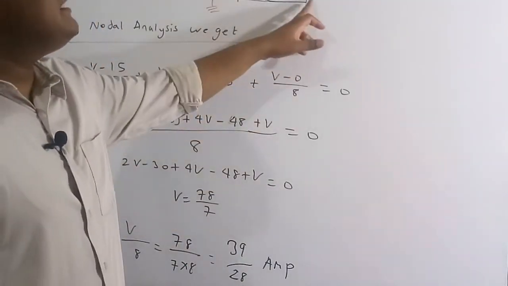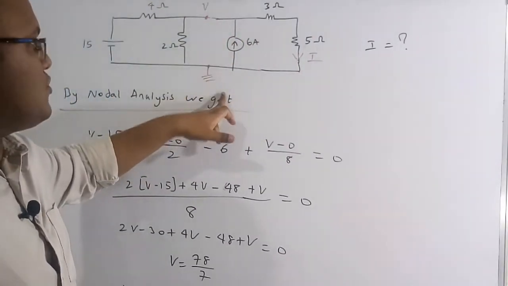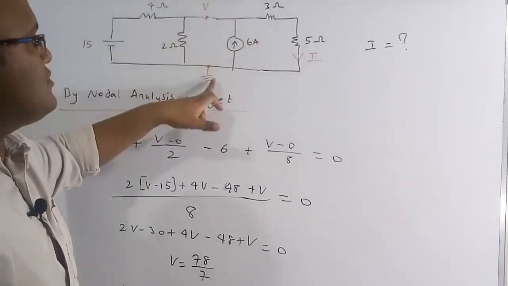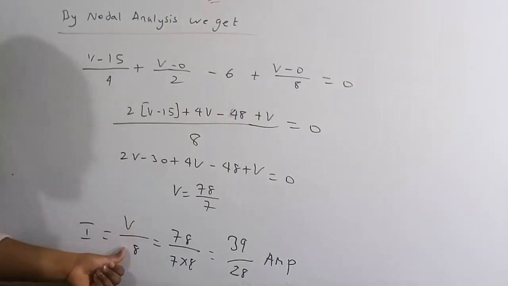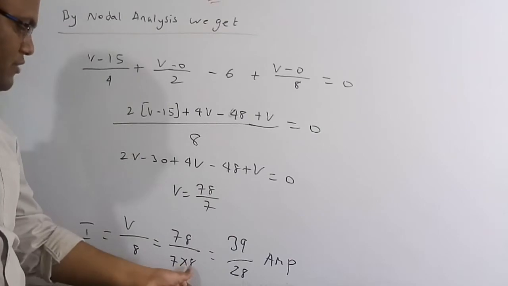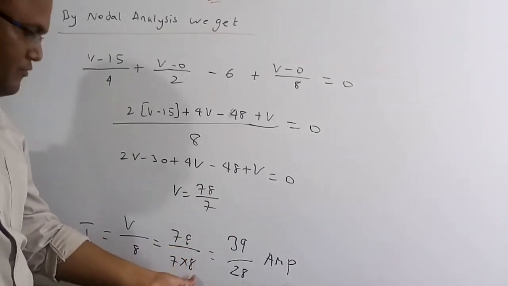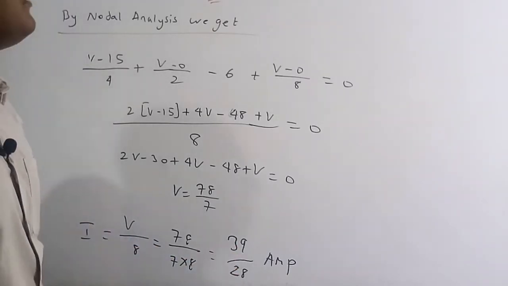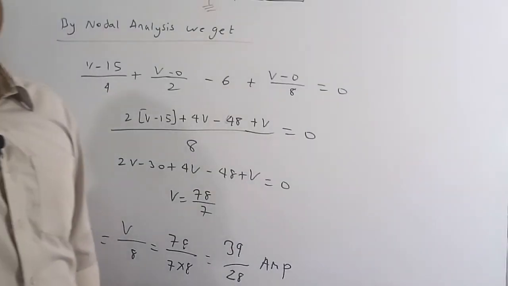We have figured out this node voltage with respect to the reference node. Now we need to find this current I. So I is equal to (V minus 0) by 5 plus 3, that is 8. So I is equal to V by 8. The V value we know, which is 78 by 7, divided by 8. If you solve this, we finally get 39 by 28 ampere. So the current in this 5 ohm resistor is 39 by 28 ampere, which is the correct solution of this question.